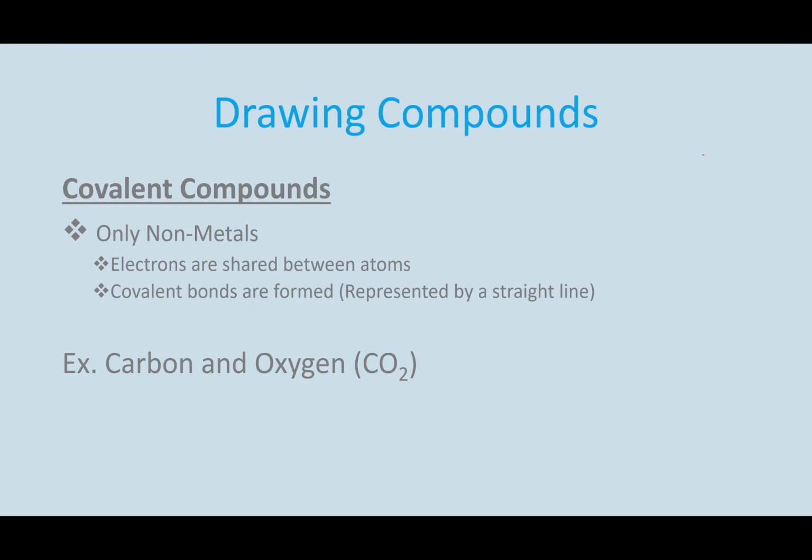When we're drawing covalent compounds where we're dealing only with nonmetals, this one's a little different because electrons are shared between atoms, so we represent it a little differently. And because the electrons are shared, we have covalent bonds that are forming, and we use a straight line to represent the covalent bonds. So we're still going to start off the same. We're going to look at carbon. Carbon has 4 valence electrons. Oxygen has 6 valence electrons.